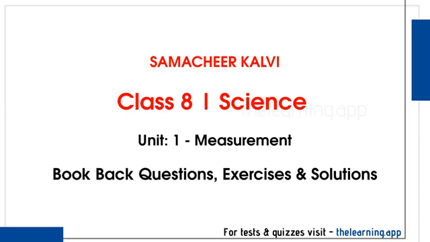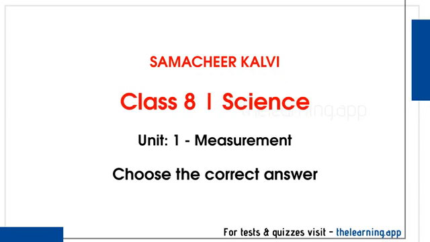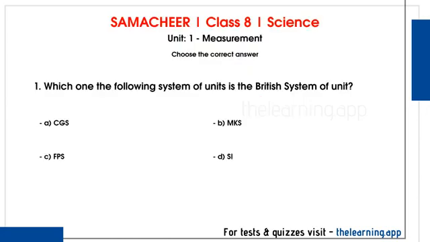Unit 1, Measurement. Choose the correct answer. Question 1. Which one of the following systems of units is the British system of units? Options are A. CGS, B. MKS, C. FPS, D. SI. Correct answer is C. FPS.